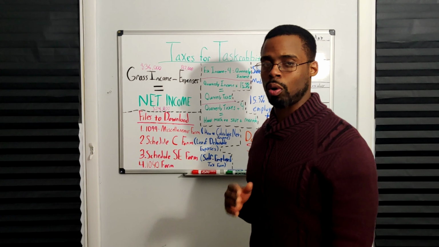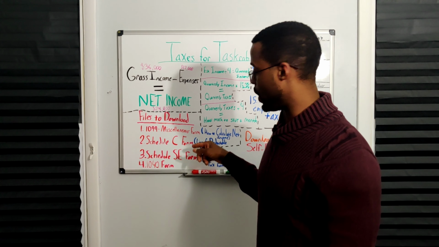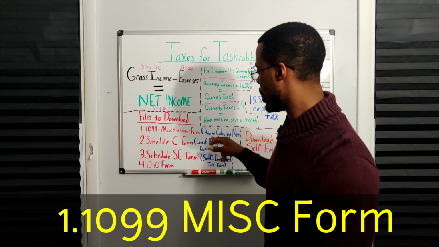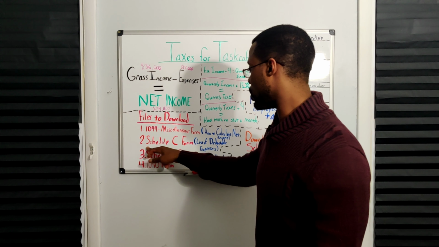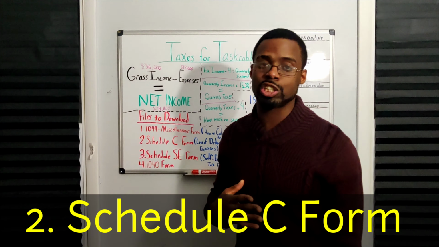Now, I have some forms for you guys that you're going to want to download. These are all files you should download. Number one is the 1099 miscellaneous form. That helps you calculate your net income for the year. Number two is a Schedule C form, and it's a list of all your deductible expenses.